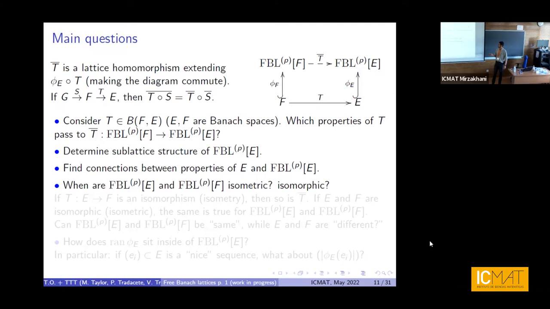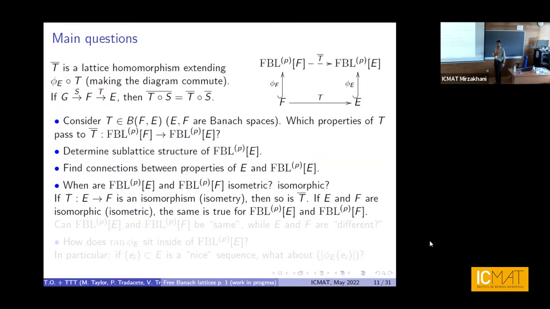The next question is, in what situations are free Banach lattices isometric or isomorphic? Here it's an easy observation that if we have an isomorphism T in the bottom row, then T bar in the top row will also be a lattice isomorphism, meaning that it's a lattice homomorphism which has an inverse. And the same for isometry. So if T is an isometry, then in the top row we have a lattice isometry T bar.